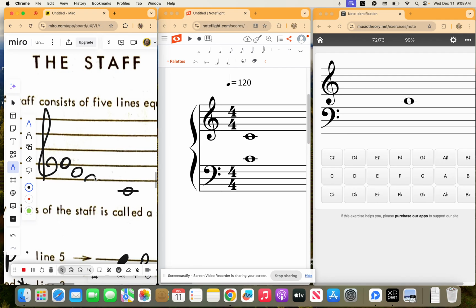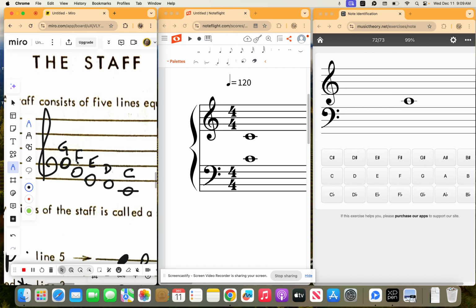We're in the space, so we have to go to the line. We're on the line, so we have to go below that line. And then one more note below looks like this. And when we go back, the symbols go down, our notes, we go backwards. G, F, E, D, C. So that's a C in treble clef.